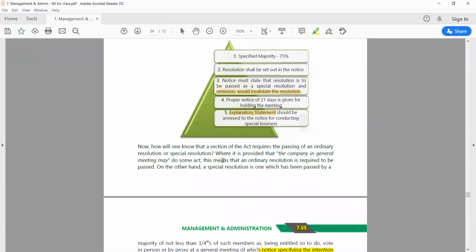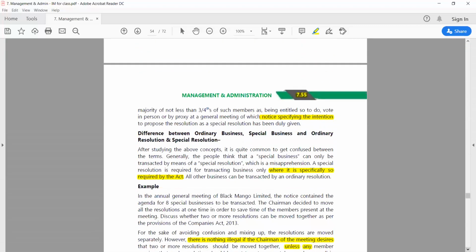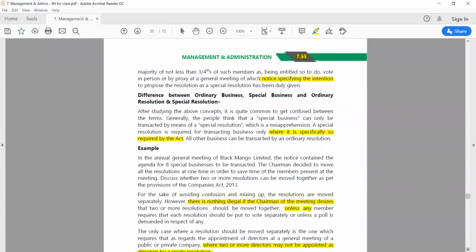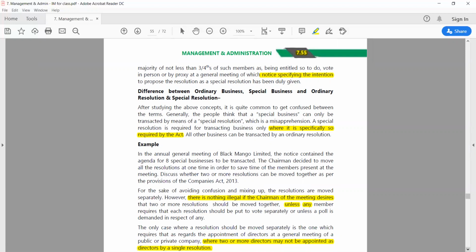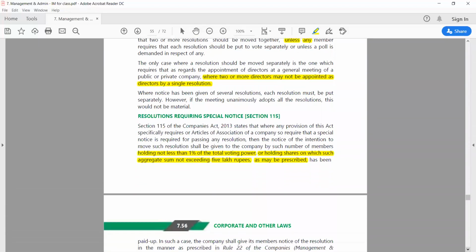Now, the ordinary resolution is to be passed when the company is in general meeting, and a special resolution should be passed with 3/4 majority. So it is the same point that they are talking about. The notice specifying the intention should be provided as required by the Act. We already told what is ordinary business and what is special business. Now we have told what is an ordinary resolution and what is a special resolution. So accordingly, you can remember this very easily. Ensure that special business is always for EGM.